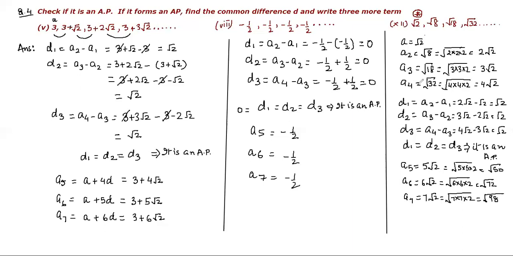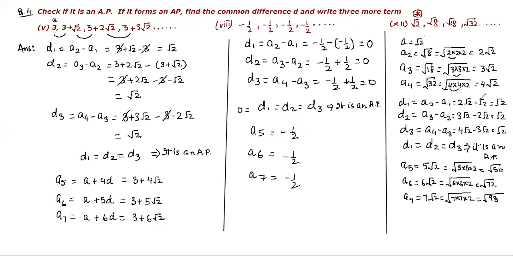And A4 is square root 32, which is 4 into 4 into 2. 4 fours are 16 into 2. So 4 is there in pair. So that means this 4 will move out. So whenever the pair is there, it moves out of the square root. So it is 4 square root 2. So these are the terms of the given sequence when I simplify them.